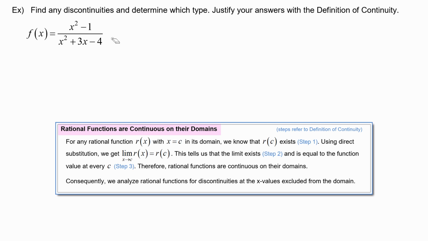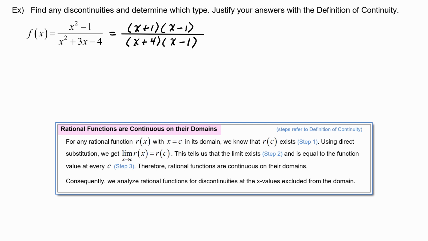So let's go ahead and factor both the numerator and the denominator. Get our fraction bar in here. The numerator is easy. It's the difference of two squares. So this will factor into quantity x plus 1 times quantity x minus 1. The denominator is also pretty easy to factor. We see it's going to be quantity x plus 4 times quantity x minus 1.